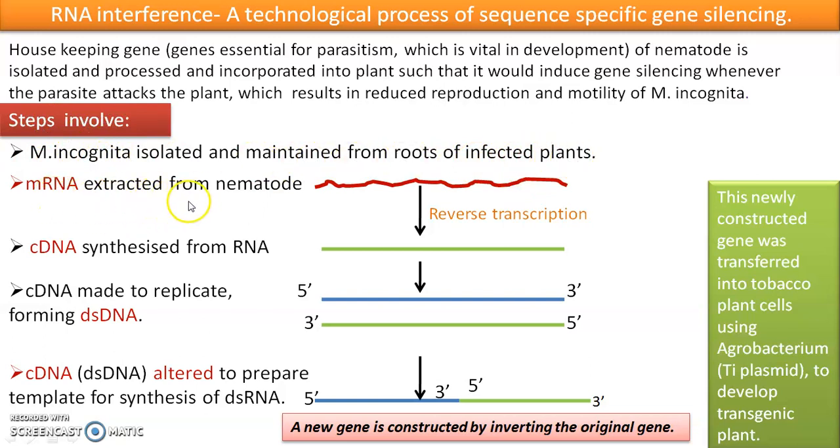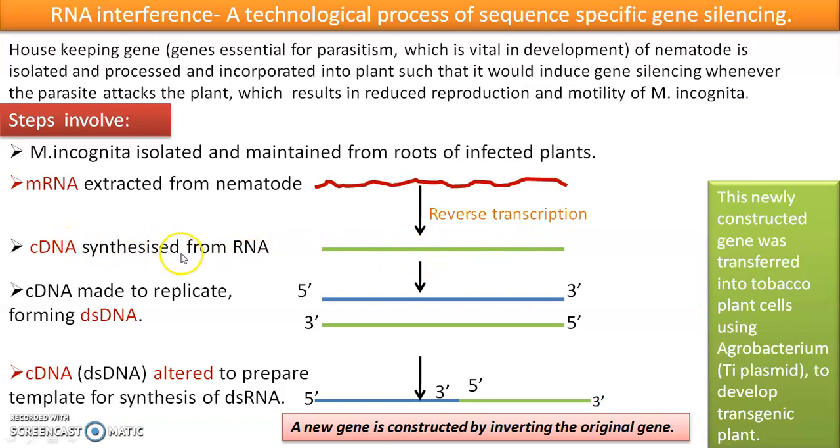get mRNA extracted from the nematode. Which mRNA? That mRNA that is going to be very important for making protein needed for the growth of that nematode to allow parasitism on the host plant. So that mRNA is extracted. By reverse transcription, cDNA is made. Only the gene coding for that protein, that sequence we want.